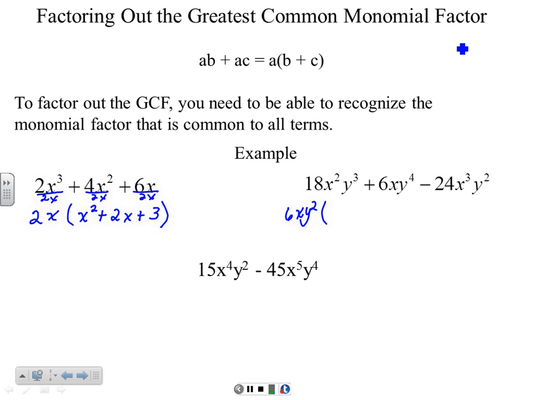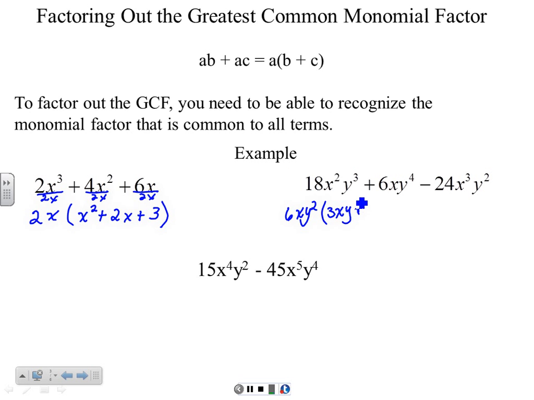Again, if I divide each one of these by 6xy squared, if I divide 18x squared y to the third by 6xy squared, 18 divided by 6 is going to be 3. X squared divided by x is going to be x. And y to the third divided by y to the second is just going to be y.